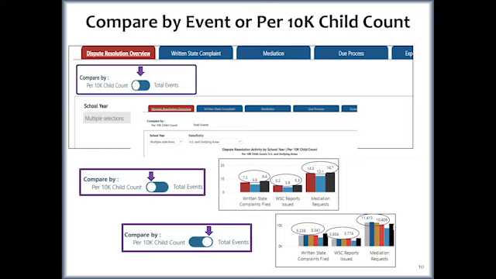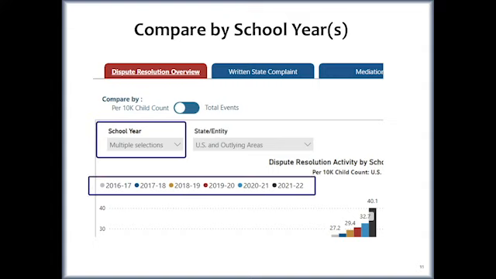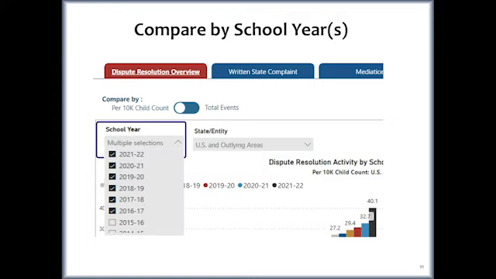Next, we'll look at how to compare the school years. Each chart allows for comparison by one or more school years. You can see in each chart what school years are represented by the legend as each new visual is generated. The automatic or default setting is always for the most recent school year, and when there are multiple selections available, it will automatically set to the most recent 6 school years.